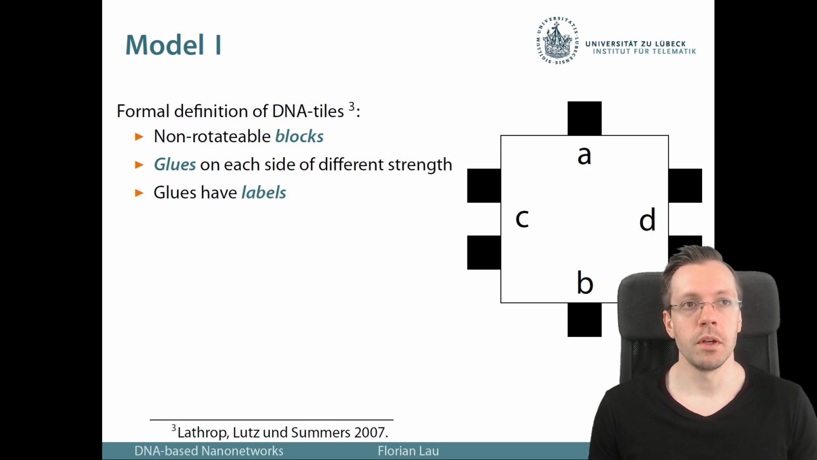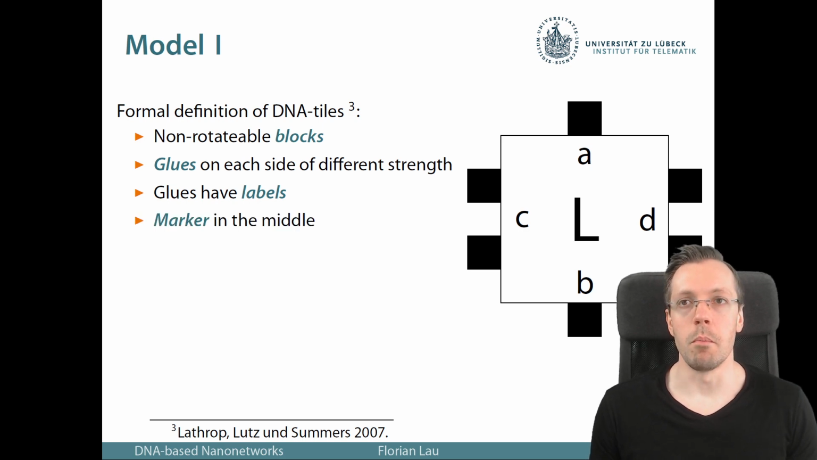Each of those glues can further encode a label, and only glues with a fitting label can form stable binding. Again, this label encodes a fitting base pairing, the inverse base pairing strand that other tiles use to form stable bindings in DNA.